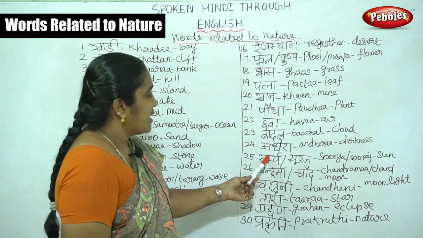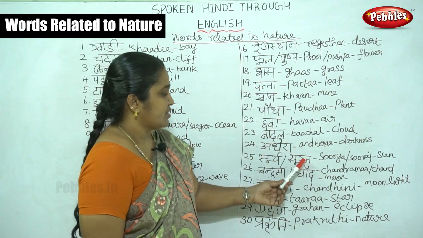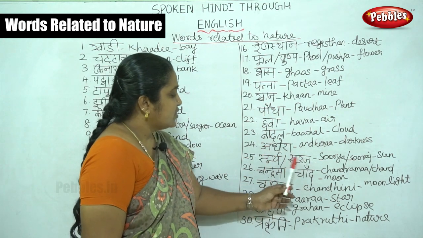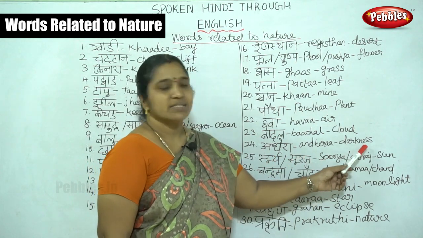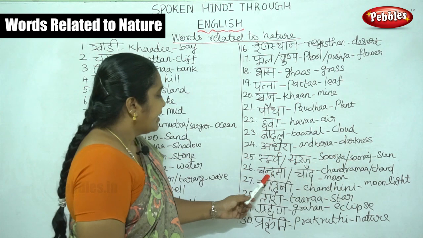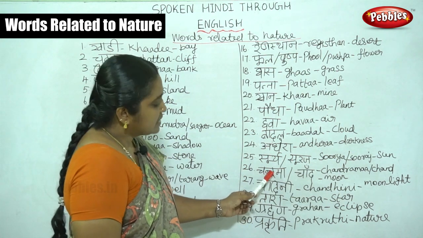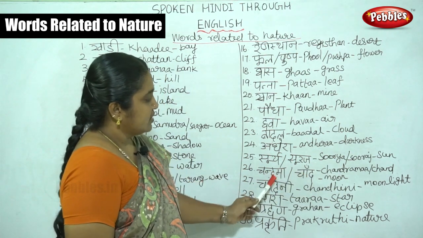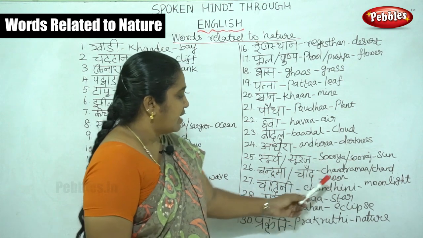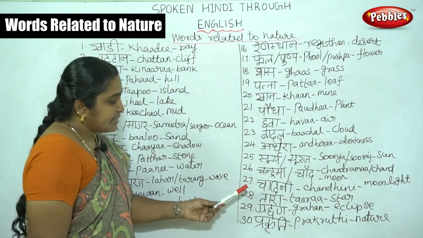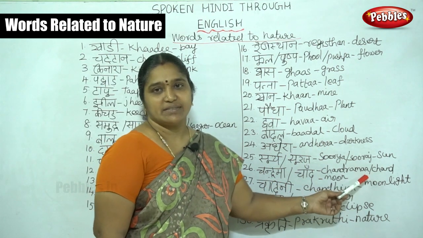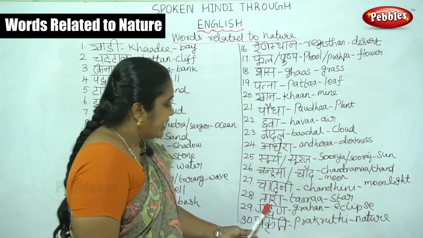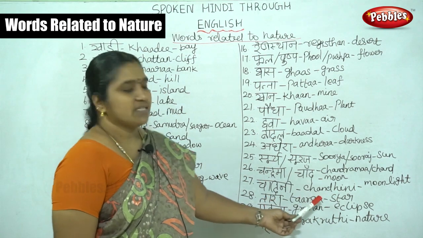Then Surya, Suraj. Two names. We can choose any name. Surya, Suraj, this is for sun. Then Chandrama, Chand. Chandrama, Chand for moon. Then Chandini. Chandini is moonlight. Here Tara. Tara is star.